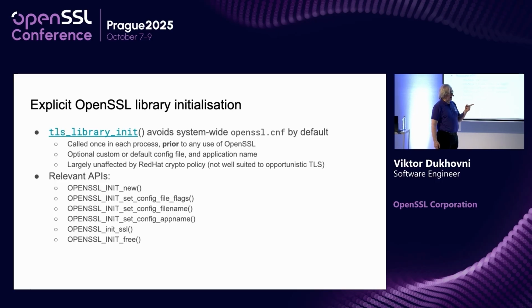So Postfix initializes OpenSSL explicitly. It does not go with default initialization. So it calls many of these functions that you see listed there as relevant APIs, and by default doesn't load the configuration file at all.